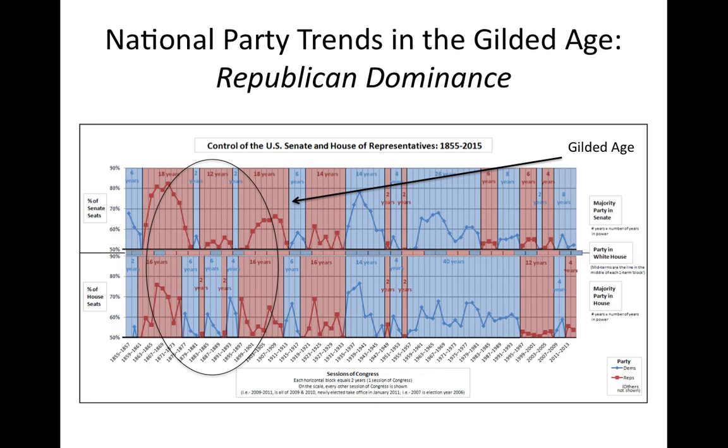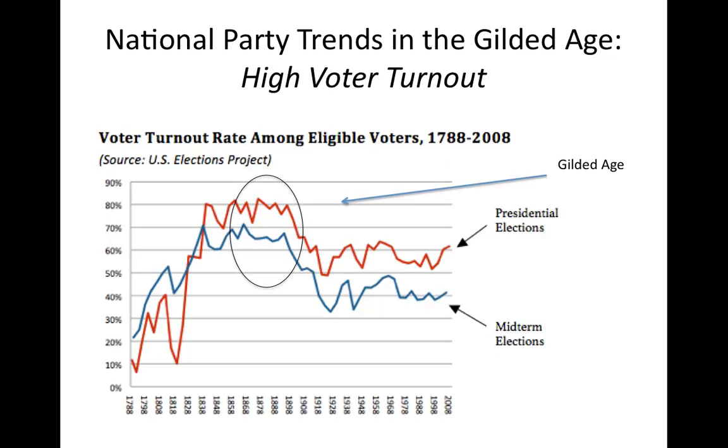In the House, there was a little bit more parity because Southerners elected Democrats to the House of Representatives, and there were plenty of Democrats, and of course there were other Democrats that represented some northern and Midwestern and Western states as well. But for the most part, you can see that's a sea of red there during that Gilded Age period when the Republicans dominated at the national level.